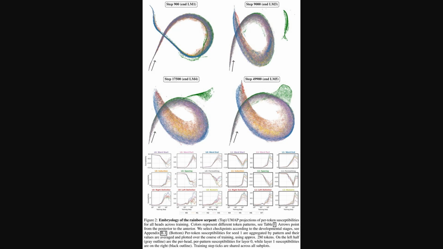And this next figure really brings the embryology concept to life. The top 4 plots show the serpent developing over training, from a simple loop at step 900 to the complex, organized structure at the end. You can literally watch as the different token patterns find their place. The line graphs below then quantify this development, plotting the average susceptibility for each token type over time. This confirms that what we see in the visuals is a real, measurable change in the model's internal structure.